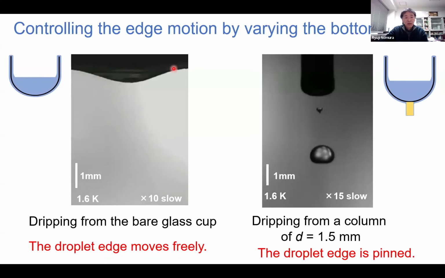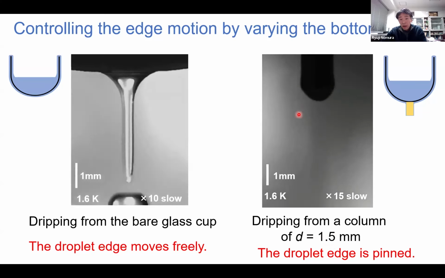So as I said, this oscillation involves the oscillation of the droplet edge like this. So the droplet edge freely moves on the beer glass cup. And I thought that it's important for the anomalous oscillation. So I tried to pin this motion. To do so, we made a cup with a narrow column on the bottom. So we prepared this kind of narrow metal column, a brass column, on the bottom. And the diameter of this column was 1.5 millimeters.